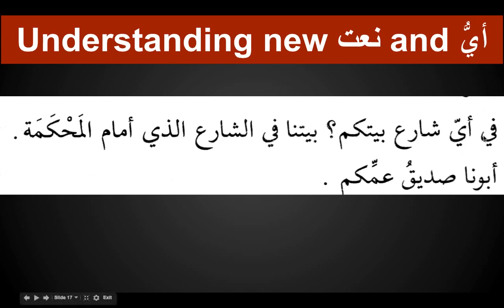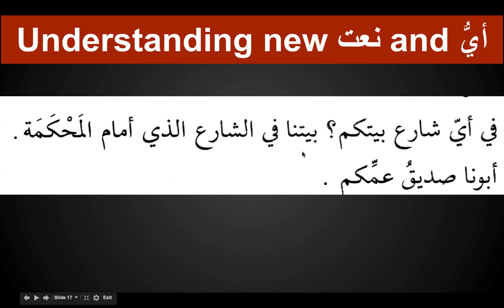If we analyze this one, في is harf jar so it is not a mubtada. We know jar majrur can never be mubtada. So أي will always have a mudaf ilayhi, so all this is connected. Fi ayyi shari'in. Baytukum, baytu is mubtada and it is mudaf, and mudaf ilayhi kum. Then this is the khabar muqaddam and mubtada muakhar, fi ayyi shari'in baytukum.